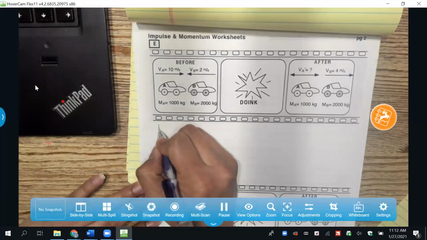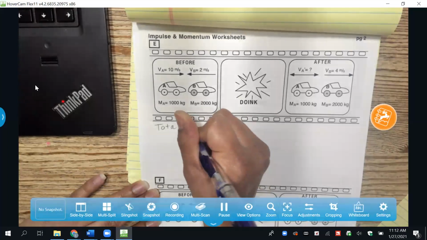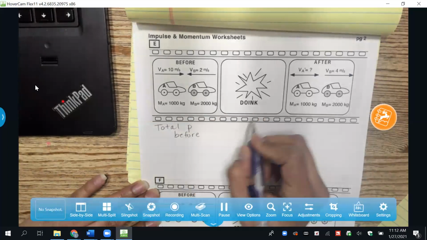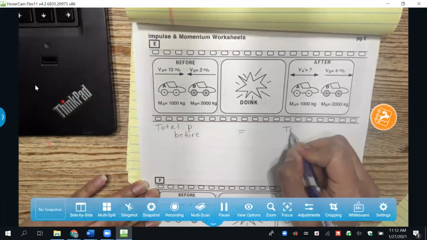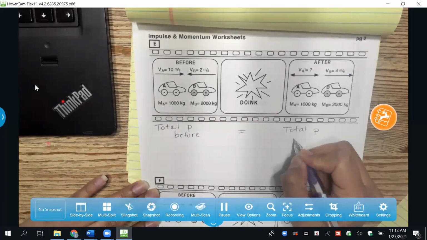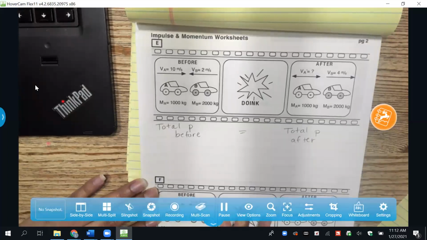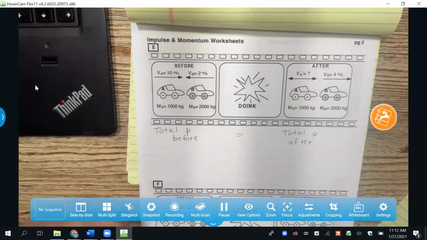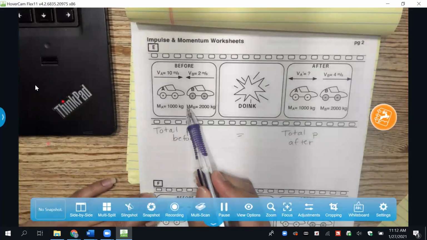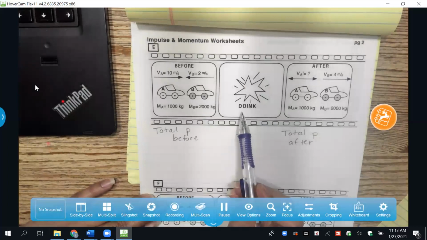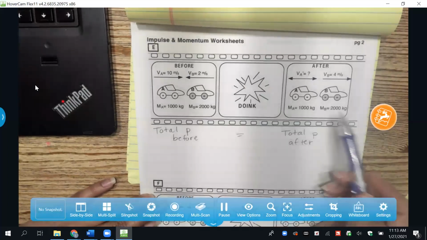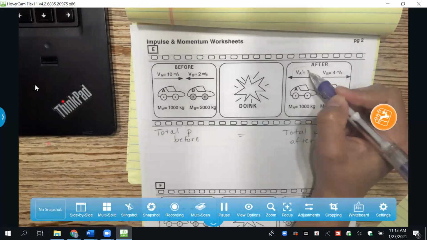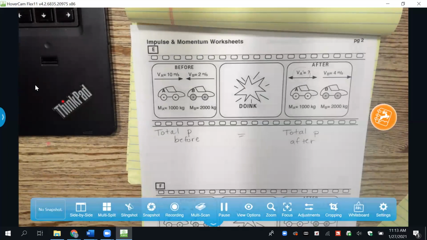Okay, so total momentum before, then they collide, and it equals total momentum after the collision. Okay, and so what happens is you can solve for the total momentum before the collision, and then that should equal the total momentum afterwards. And also there will usually be a missing value that you're searching for. Okay, so let's try this.